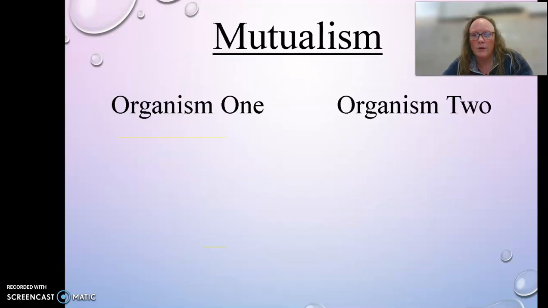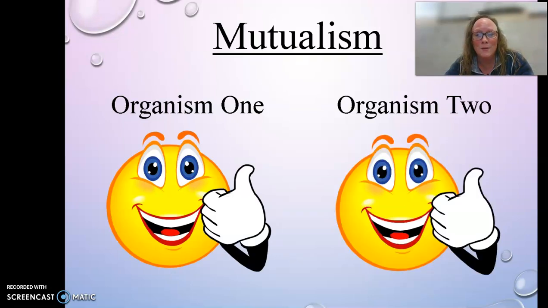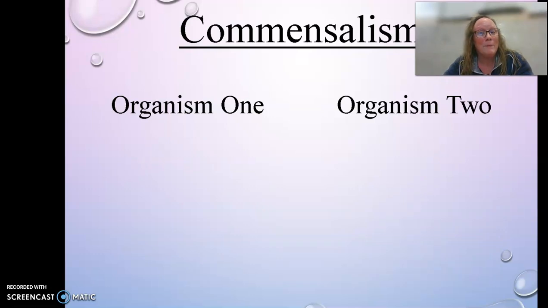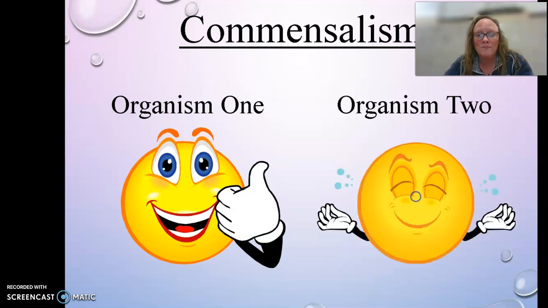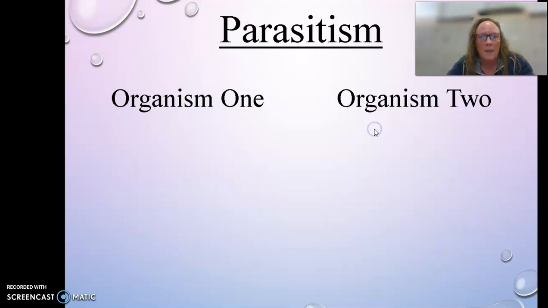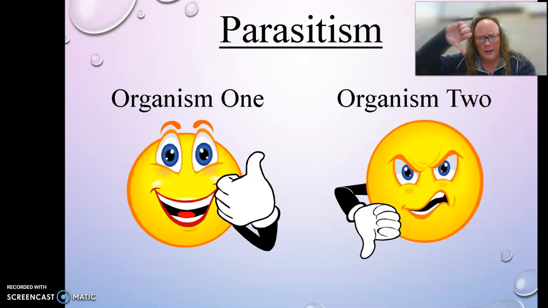So in a mutualistic relationship, organism 1 is going to give a thumbs up. It's going to be a happy guy. And organism 2 is going to be the same. Happy guy, thumbs up. In commensalism, we have one organism that is benefiting, one organism that's happy. The other organism, namaste, does not matter. It's okay. It's not being helped. It's not being harmed. In parasitism, we have one organism that's thumbs up, that's being benefited, but the other organism is being harmed.